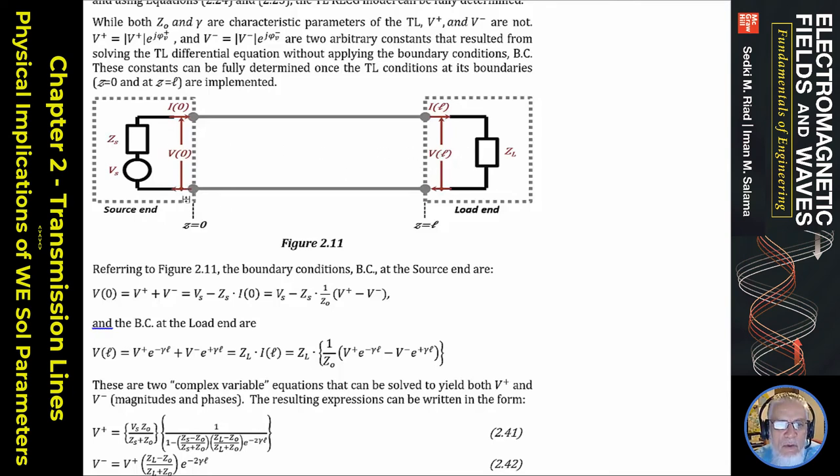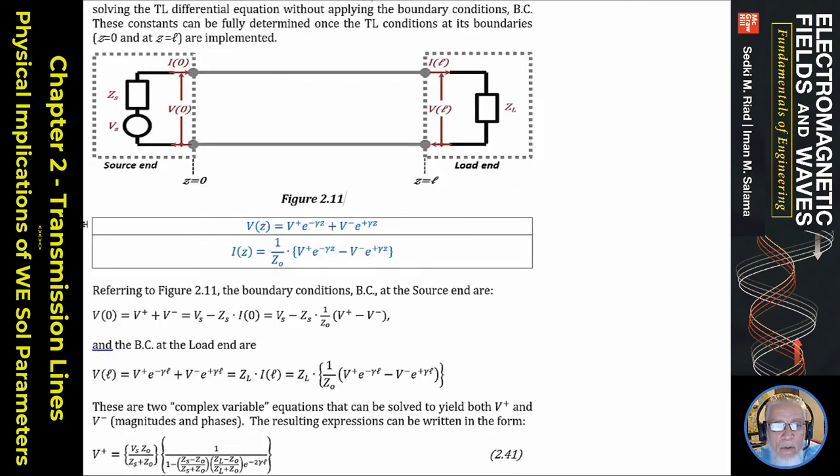At the source end, Z is equal to zero, and our expression V of Z and I of Z will be in the form of V of zero and I of zero. At the load end, Z is equal to L, and the voltage and current here are going to be called V of L and I of L. So we go back to the expressions of frequency domain and substitute these two special locations, Z equal to zero and Z equal to L. In the first equation, put Z equal to zero, and you end up with V plus alone and V minus alone. So V of zero is equal to V plus plus V minus.